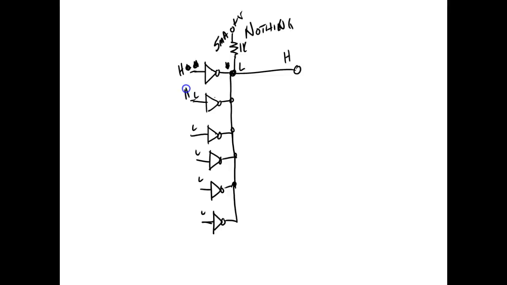If this one right here goes high, this right here will go low. This guy here is already low. It's still going to sink 5 milliamps. Y'all understand what we're saying? Now, what's nice about this, any high will give me a low.